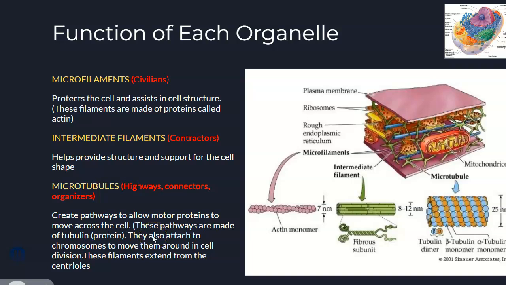And then we have microtubules. So microtubules are very important because they assist with creating pathways for other motor proteins to move down and move across the cell. They also play a very vital role in, remember those chromosomes we talked about? When cell division happens, these microtubules extend from the centrioles, which we'll talk about next, in order to help organize those chromosomes so they can split properly during cell division.